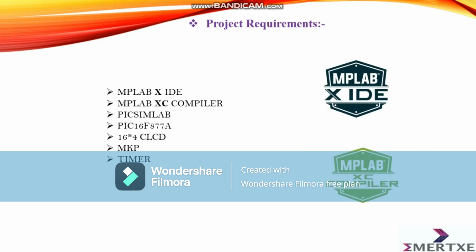Project requirements. For this microwave oven simulation project, the software and hardware used are: first, MPLAB X IDE; second, MPLAB XC compiler; PICSIM LAB; PIC16F877A; a 16x4 LCD character liquid crystal display; a matrix keypad; and a timer. These are all the requirements to implement this microwave oven project in an embedded system.